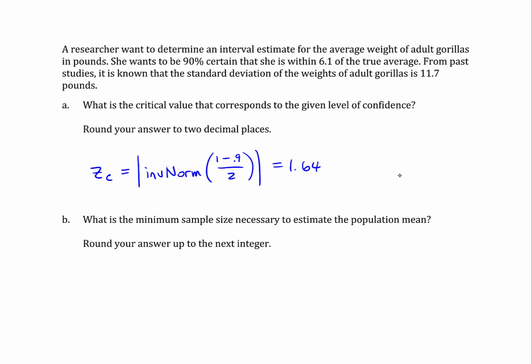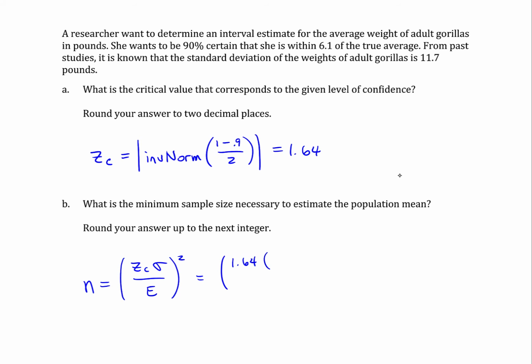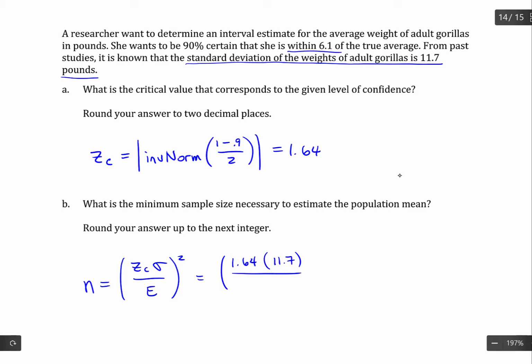So what is the minimum sample size necessary to estimate the population mean? So a minimum sample size, we get that through the formula z sub c times sigma divided by the margin of error, squared. So we just found z sub c. That's what we did in the previous step. Now we need to just read back through the problem, figure out what the standard deviation was. So it said here the standard deviation is 11.7 pounds. So 11.7. And she wants to be within 6.1 of the true average. So that means the margin of error is 6.1.